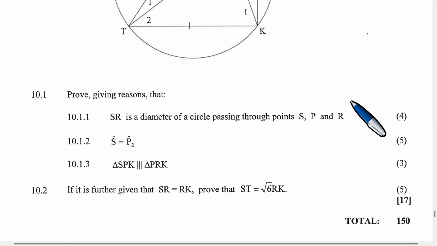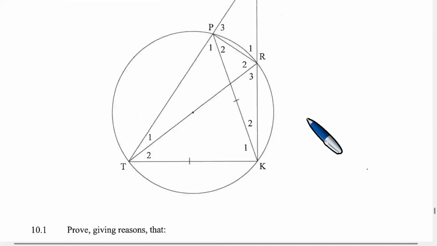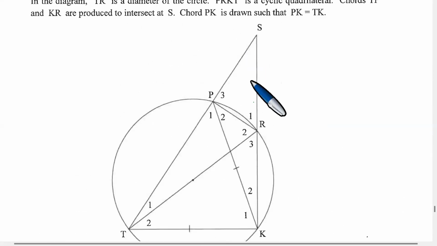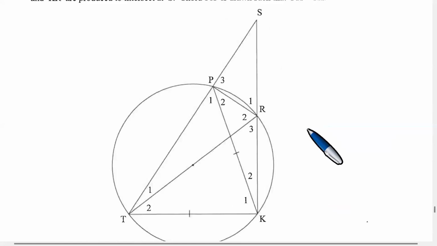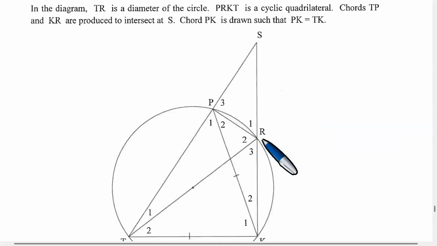Let's look at that one very quickly. In 10.1.1, prove that SR is the diameter of the circle passing through points S, P, and R. All right, so let's look at 10.1.1. Let's look at TPR, for example.